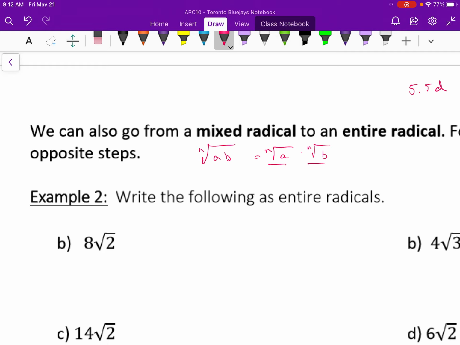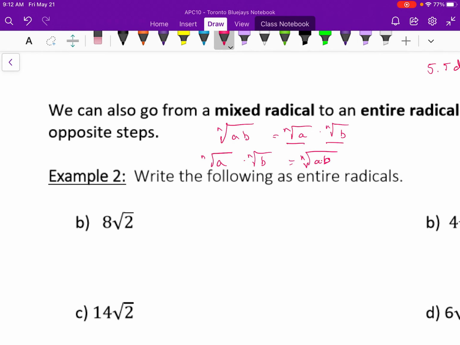So here what we're going to simply do is use this backwards. I'm just going to say the nth root of a times the nth root of b. Well, we can bring that under the same radical sign, and we can say that is the nth root of a times b.